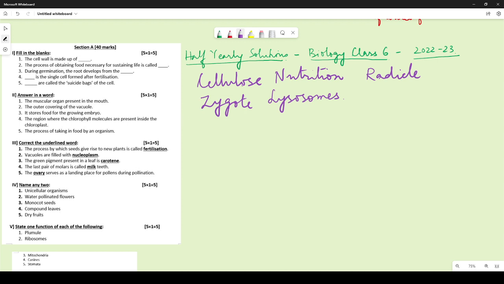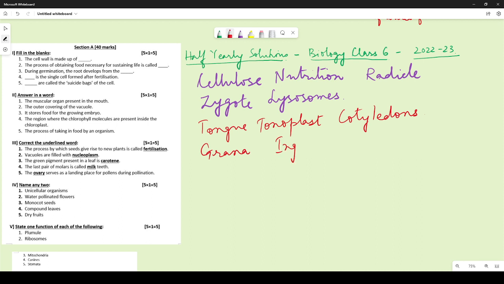Now, answer in one word. The muscular organ present in the mouth is the tongue. The outer covering of the vacuole is the tonoplast. It stores food for the growing embryo: cotyledons. The region where the chlorophyll molecules are present inside the chloroplast is the grana. Remember the two regions, grana and stroma? The chlorophyll molecules are present in grana. The process of taking in food by an organism is called ingestion.